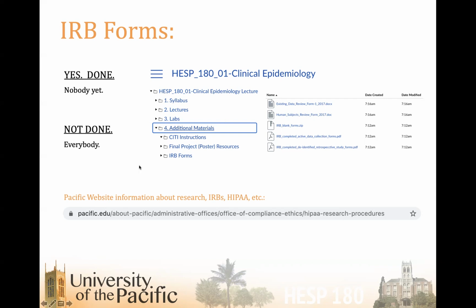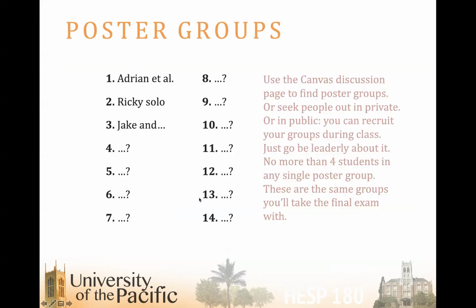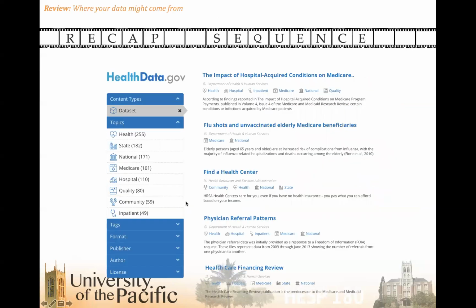And the IRB forms, I don't have anybody's yet. You know where to do it. This is the website for Pacific that talks about IRB and HIPAA and all that stuff. On Canvas, there's the IRB material. And just remember the poster topic things. These are sort of coming up. All of this is coming up sooner than it seems like.